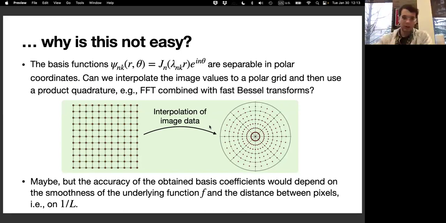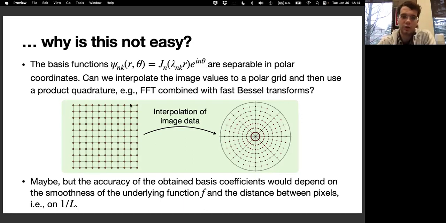Good. So I've tried to motivate it now. So the next question that might pop up is, why is this not a very easy problem? I'm not claiming that what I'll show you is hard, but it's at least going to be a little bit harder than what's on this slide. Because if you look at this basis function, the first observation that you make is that it's separable in a polar grid, right? So we have a radial part and an angular part. So why can't we just do a product quadrature on our image?